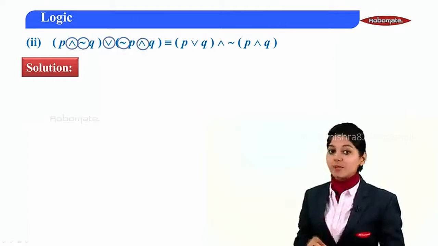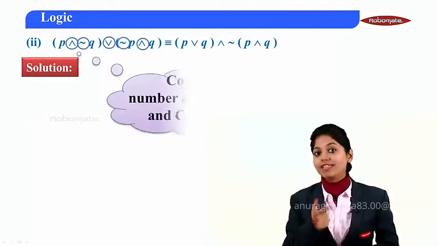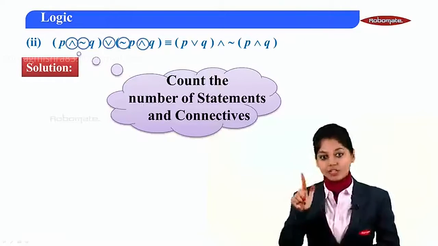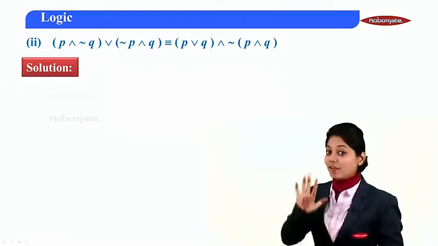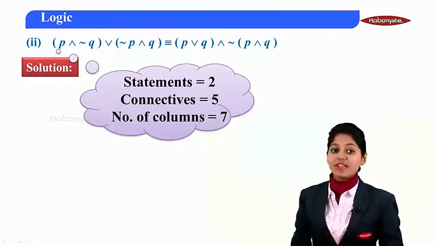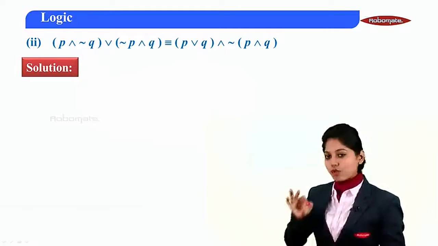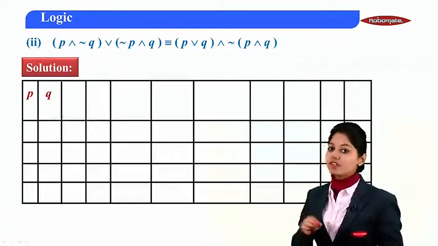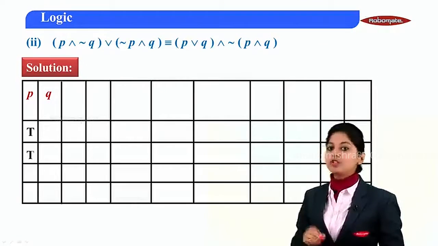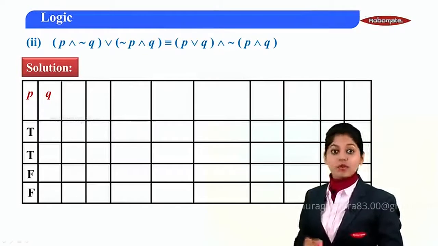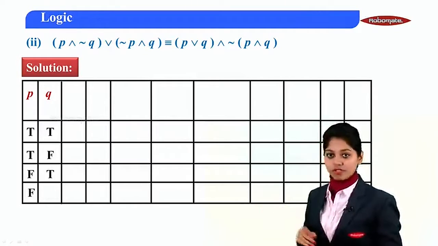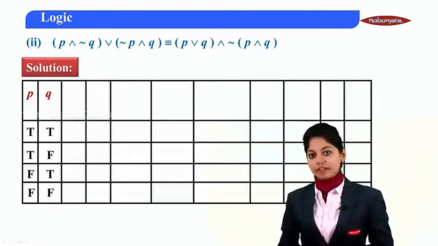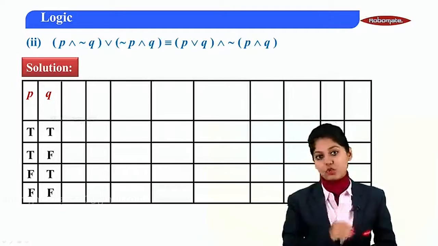Now class, for that statement pattern, you need to count how many statements and connectives do we have here. Here we have two statements, which is P and Q, while connectives are 5. So that simply means 2 plus 5 giving us 7 columns here. So for that first statement pattern, we'll get ready with our truth table. So here we start with the first two columns, which is P, Q. With the truth values for P, that is true, true, false, false, while for Q, it should be true, false, true, false.